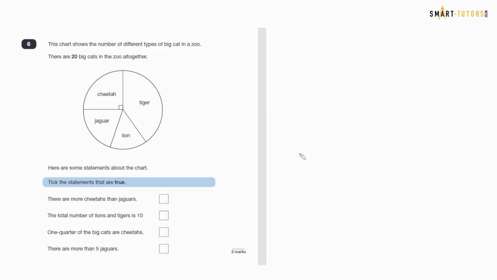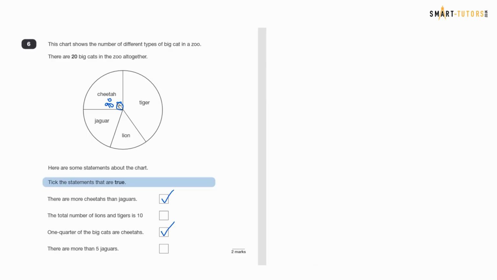Okay, so first, if you look at the cheetah section, there is a square. That means that it is 90 degrees and 1/4 of 20. So, has that got anything to do with any of the statements? Yes. 1/4 of the big cats are cheetahs. Now, there are more cheetahs than jaguars. That is correct because the cheetah section is bigger than the jaguar section. The total number of lions and tigers is 10.